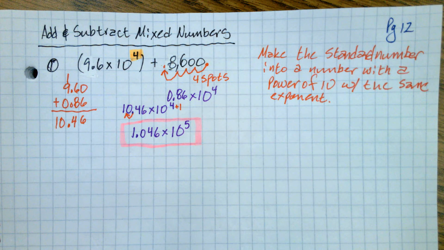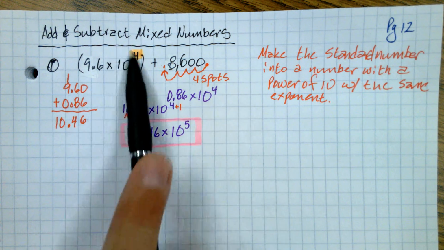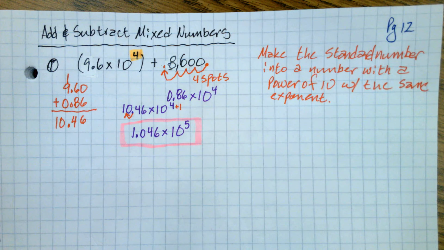Any questions? So on today's assignment, basically you want to adjust the decimal so you have the same exponent. Then either add or subtract, and then fix it at the end if you need to. Yes. Yeah, we're going to do a subtraction right now. Okay.